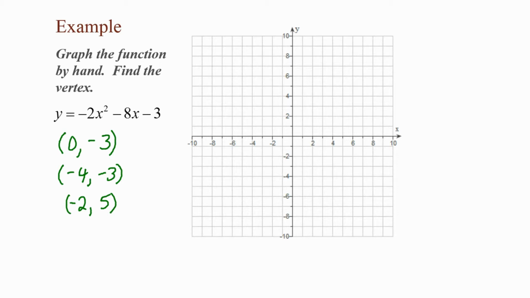Plotting our points, I have 0, negative 3, negative 4, negative 3, and negative 2, 5, with negative 2, 5 being the vertex. Graphing my parabola, I now have the graph of the function y equals negative 2x squared minus 8x minus 3.